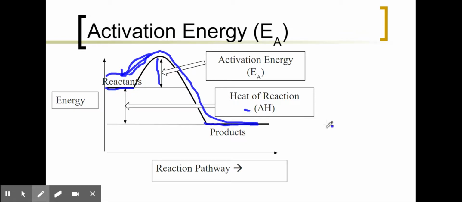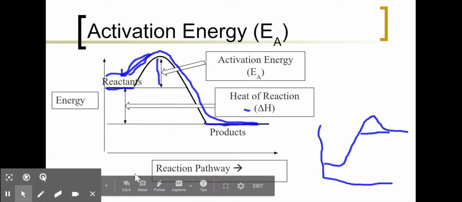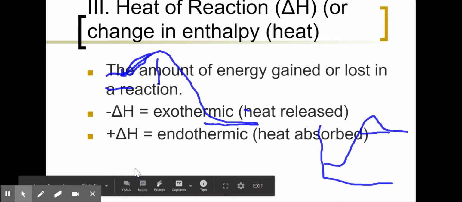Activation energy on an endothermic diagram would be the same idea. We'd start with reactants and then end up with products, but you still have the activation energy bump that's there. So those are some things that you want to keep track of as we're going through this stuff. All right. So let's look at the next slide.